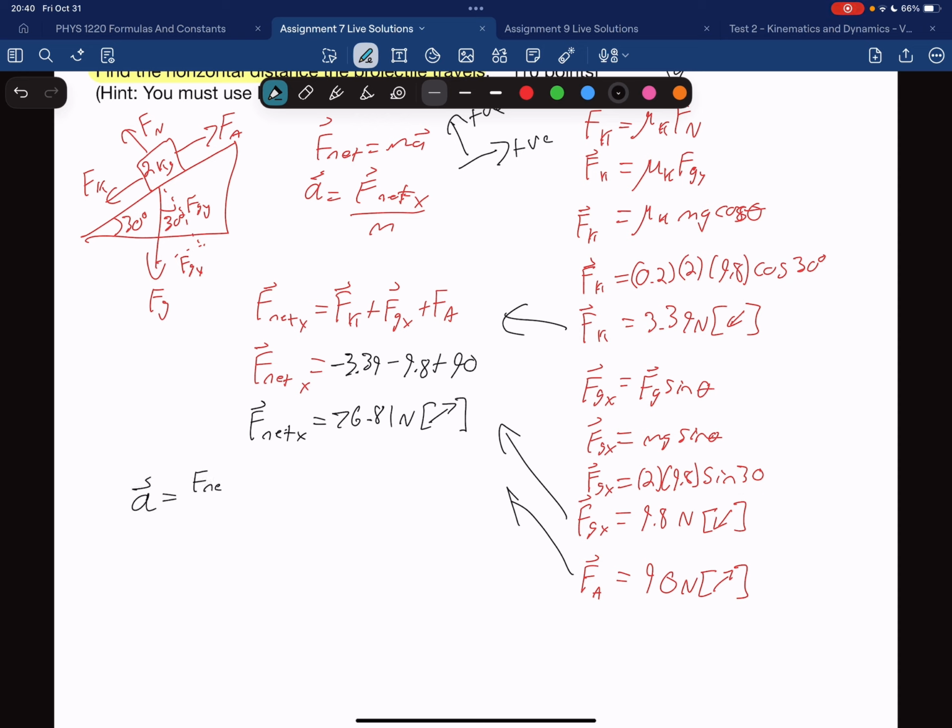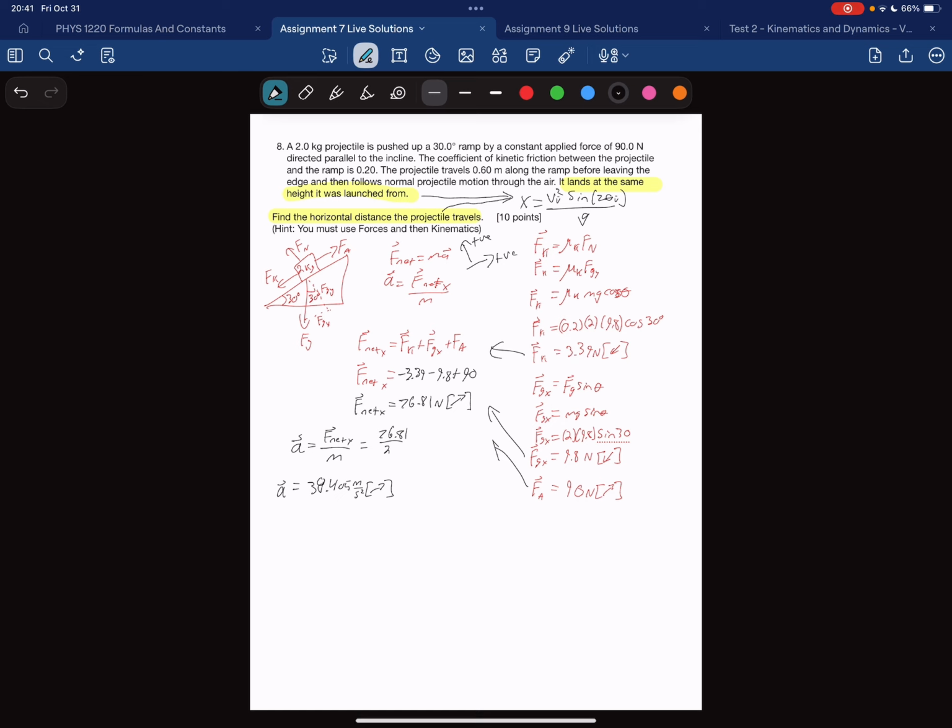Acceleration is F net x over m. And that is going to be our 76.81 that we just calculated over 2. So our acceleration is 38.405 meters per second squared. Again, this is up the ramp. And now we have our acceleration. So we are done with the forces part of this. Now we can solve for the final velocity here.